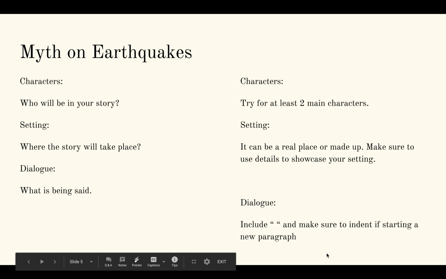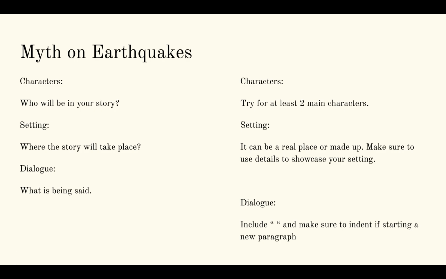Remember, when we're using dialogue, it's like a movie screen. So if one person's talking, that's one paragraph. But if you suddenly switch screens and the person over there is talking, you have to start a new paragraph. And that means you have to move to a new line and indent.